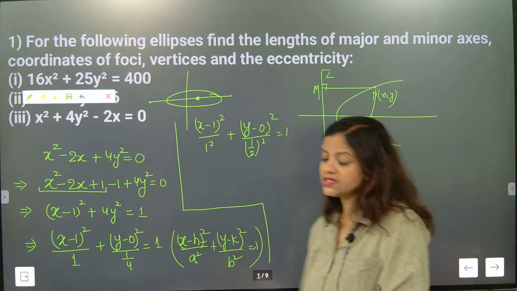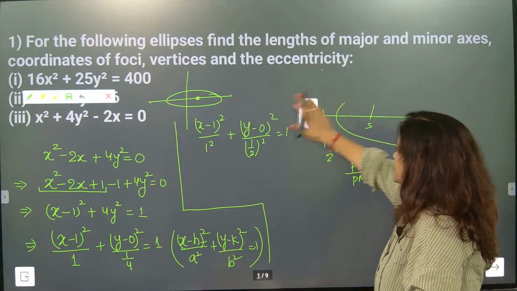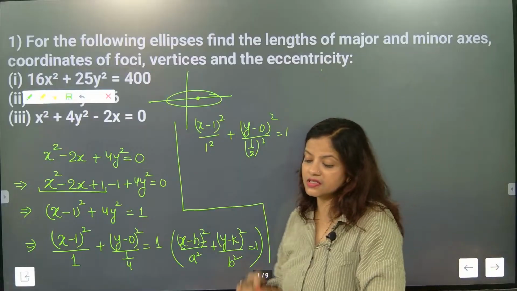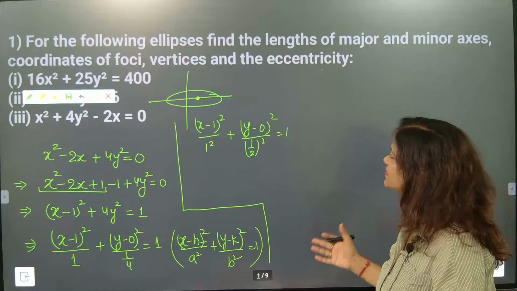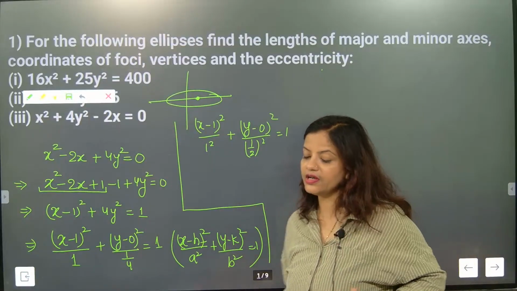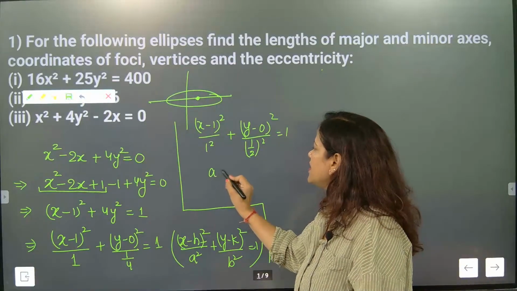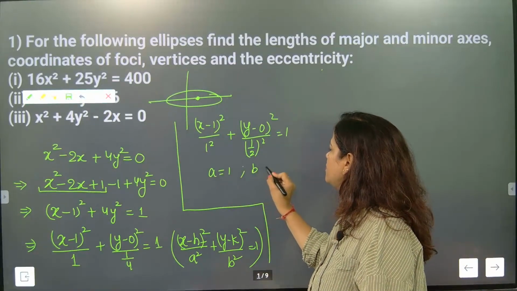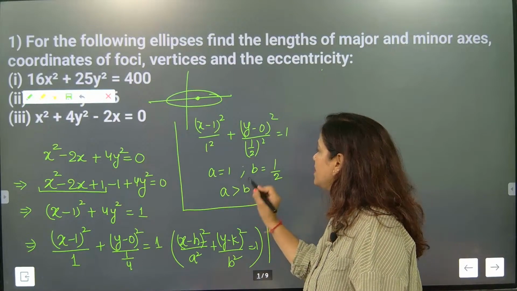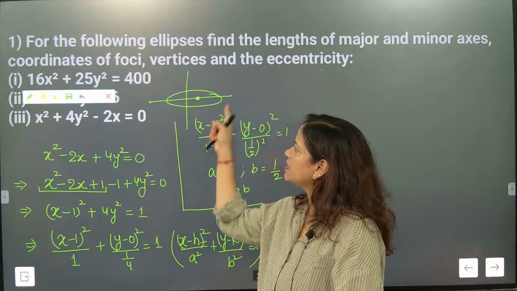For an ellipse, eccentricity is less than 1. For a parabola, eccentricity is 1. For a circle, eccentricity is 0. And for a hyperbola, eccentricity is greater than 1. The eccentricity value will be found differently in different sections. So now look here: the A value is coming as 1 and the B value is coming as 1 by 2. So A is greater than B, which means the major part of the ellipse rests on the x-axis.